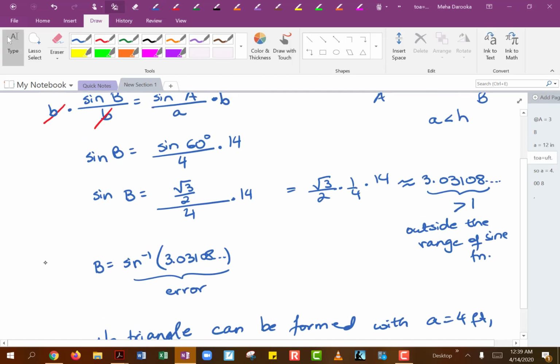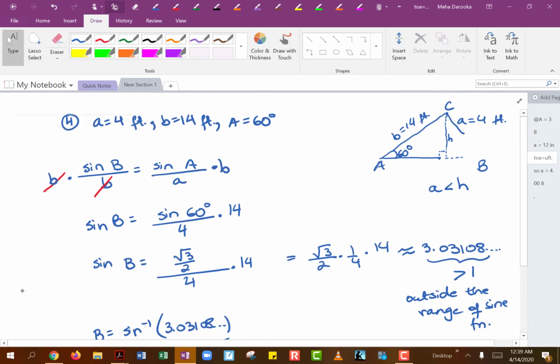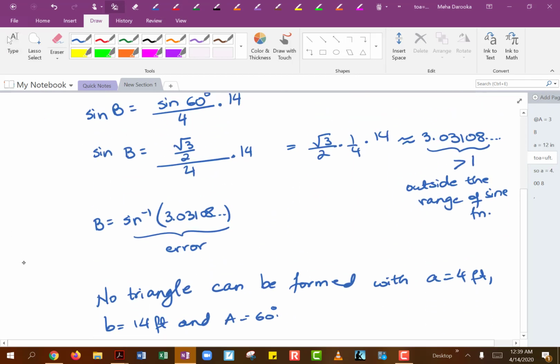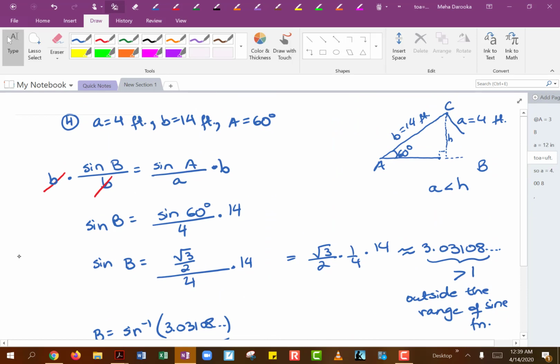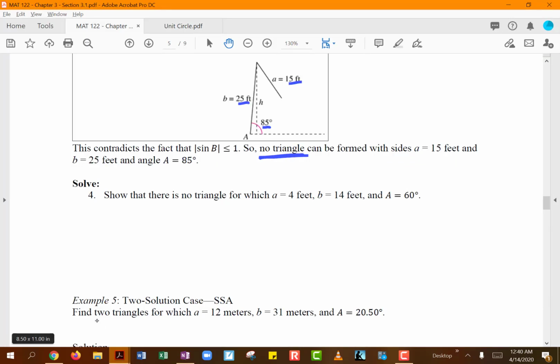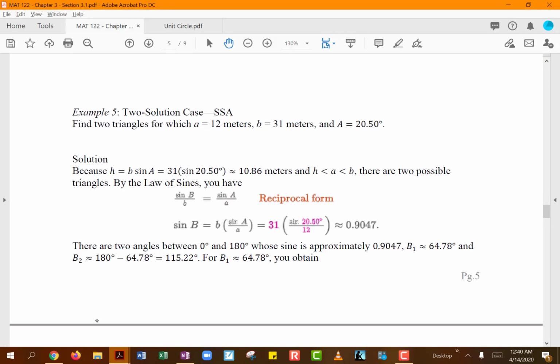Okay, so I hope you can see how this process works out where you are not able to come up with the triangle. And the main part is you're going to end up being outside the range of your sine function. Okay, so that was example number 4. Now, for that same case where you have two sides and one angle, let's take a look at under what conditions you end up getting two distinct triangles as your answer.